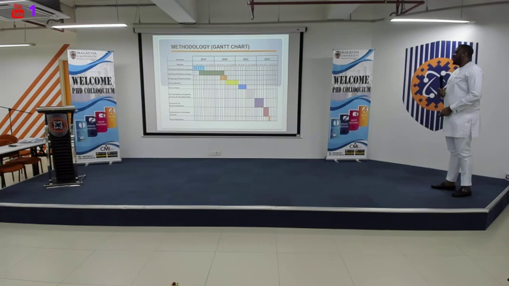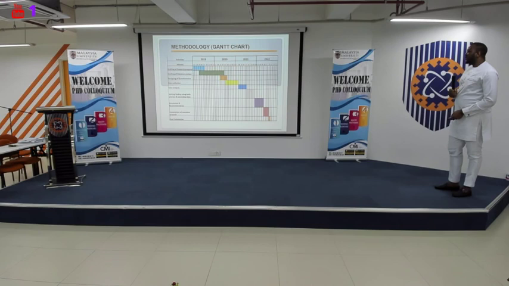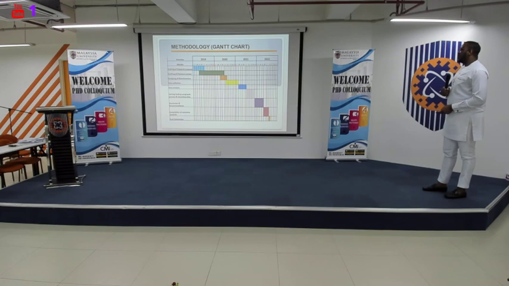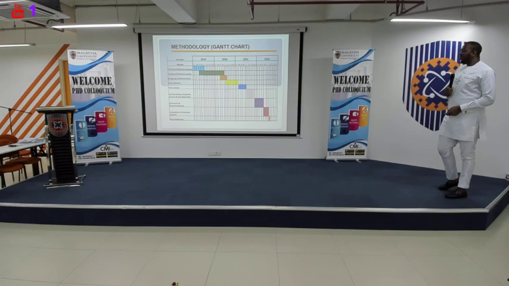This is the time frame of how I am going to conduct my work. For the research proposal, the green color represents the time for drafting the research proposal. The green color will represent the period in which the drafting of the literature review will be completed, and the orange color is when the final submission of the research will be done.